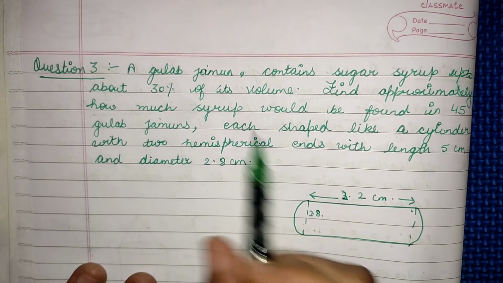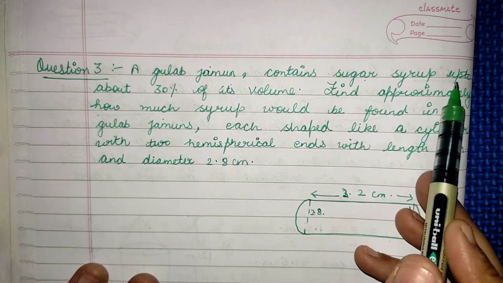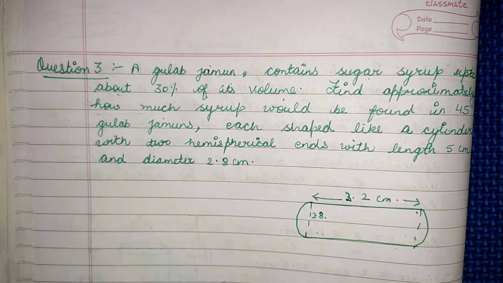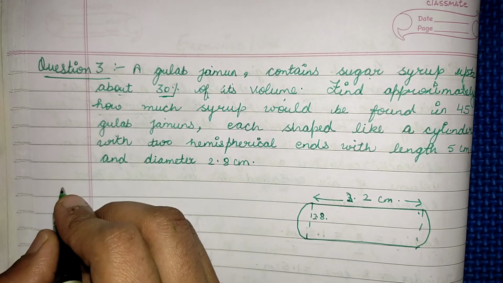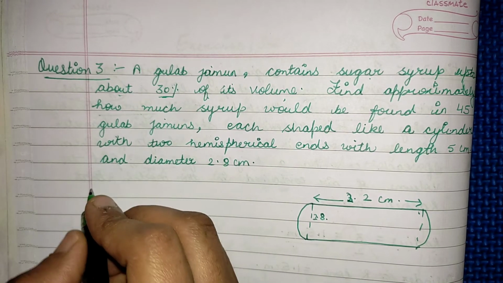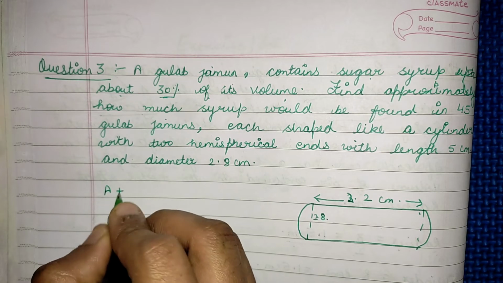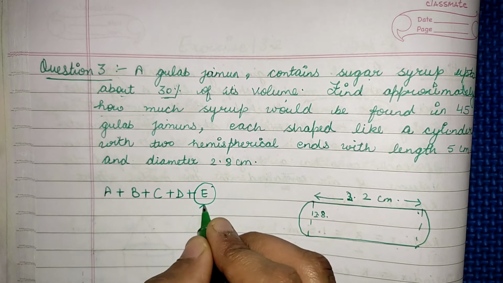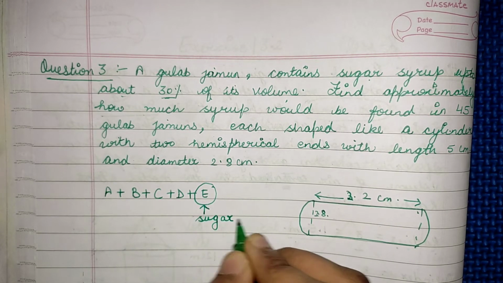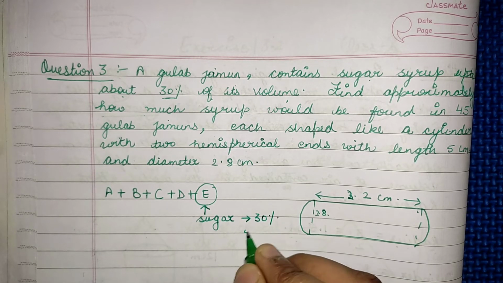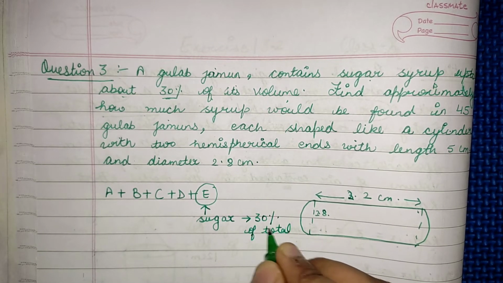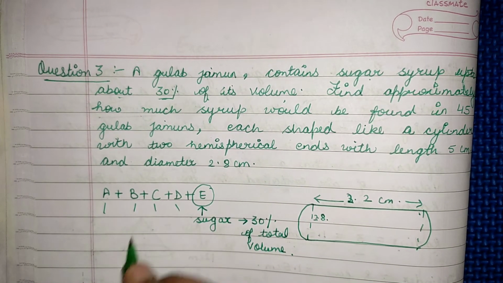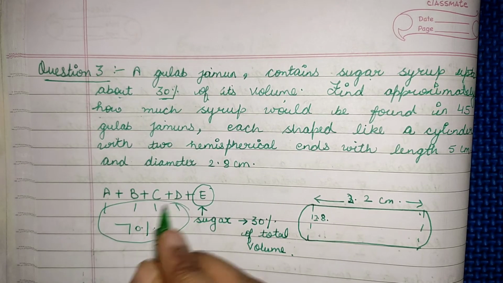Question number 3 says that a gulab jamun contains sugar syrup up to 30% of its volume. You know that in a gulab jamun there is sugar. So how much amount of sugar is there? Sugar plus other contents are also there. So in the gulab jamun, suppose there are 5 contents, A plus B plus C plus D plus E. Out of those 5, one content is sugar, which is 30% of the total volume of the gulab jamun. And the remaining 70% is these 4 remaining contents.